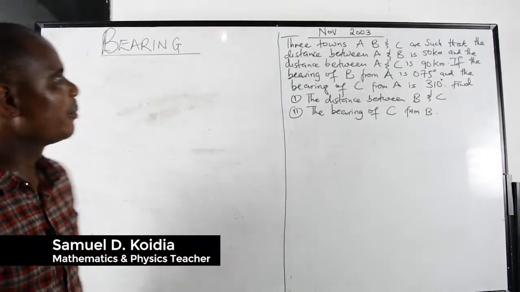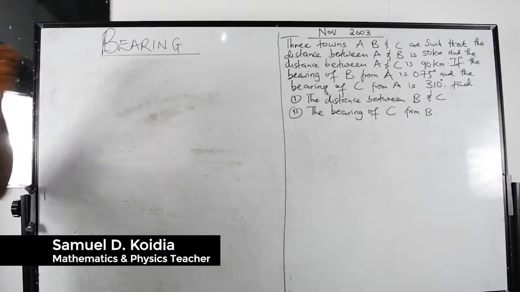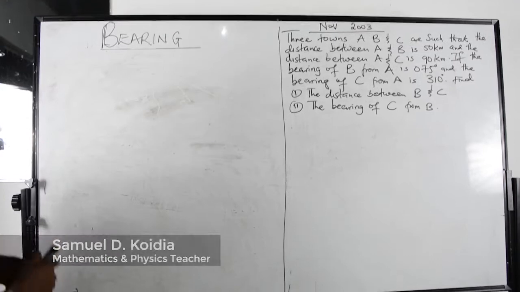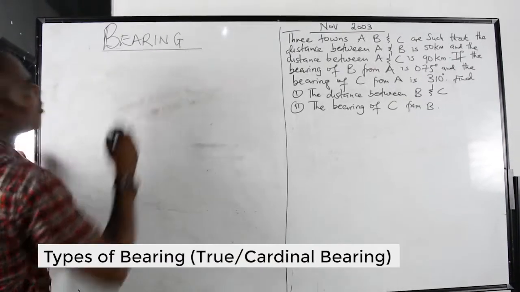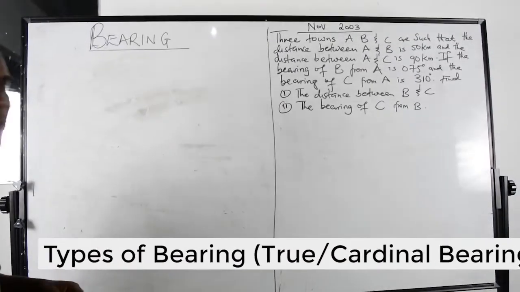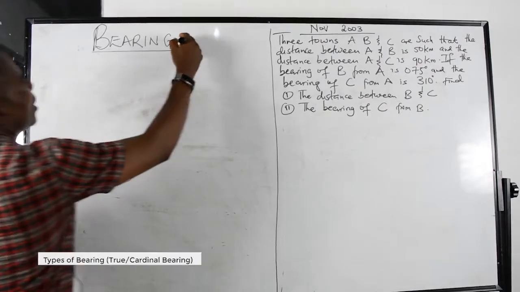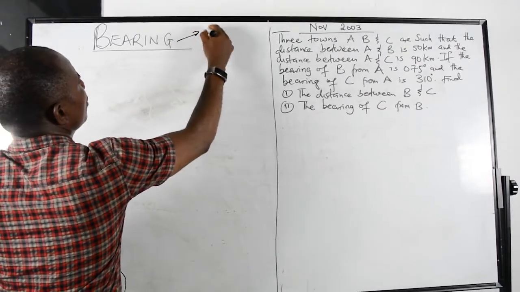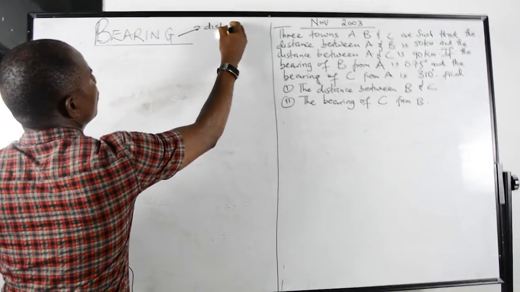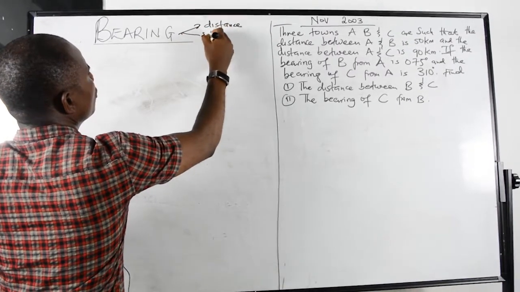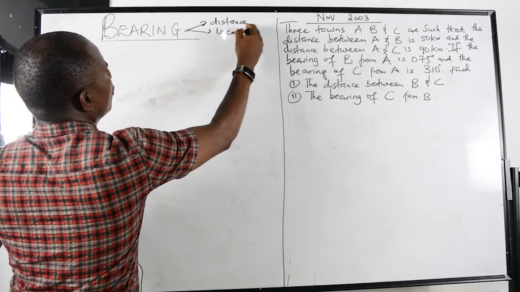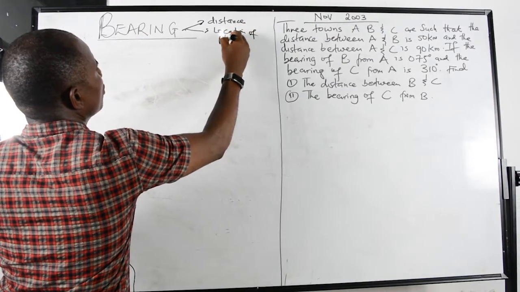Alright guys, welcome back. Now we're back with the real topic, which is bearing. And what is bearing? It's the clockwise angular measurement of a place, and it is actually applicable in finding position, finding distance, and location of places.